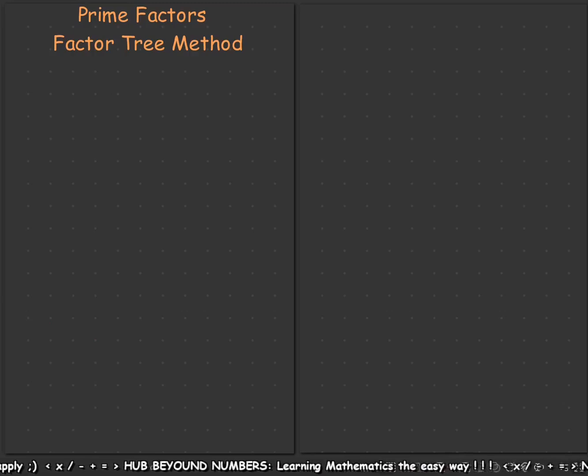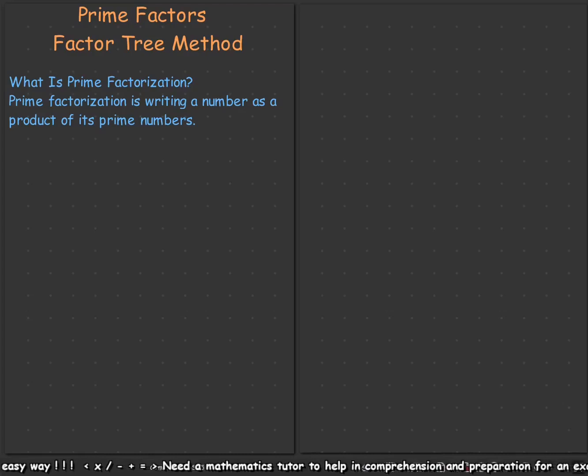In this lesson, we are looking at prime factorization, and we want to use the factor tree method. So without much ado, let's quickly look into it. When we talk of prime factorization, it is as simple and literal as it means. It is writing a number as a product of its prime numbers or prime factors. There are a number of ways we can do this, but one of the easiest is using the factor tree method. So what then is the factor tree?